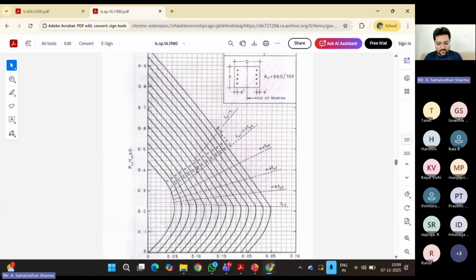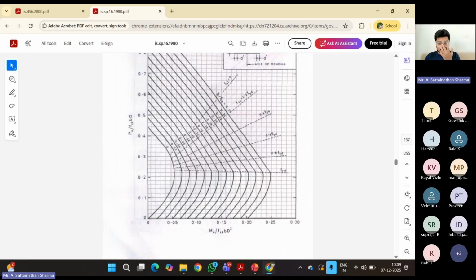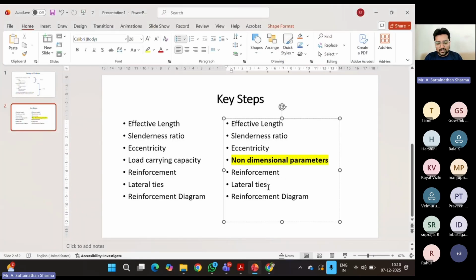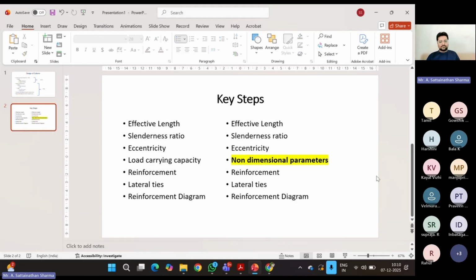We have done it in class, and you also gave a lot of input on this, which is very clear. So you can take the value of p by fck. You know the grade of concrete, so if you substitute, you will get the percentage pt. When I say pt percentage, it is 100 Ast by b d. From there, you can calculate the Ast. It's all very simple. So you'll get the reinforcement, lateral ties and reinforcement diagram.